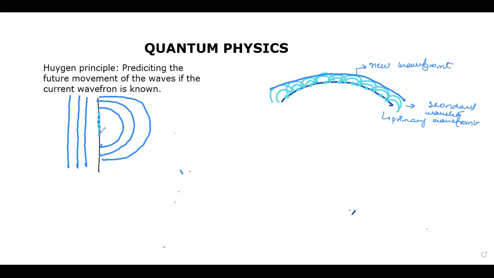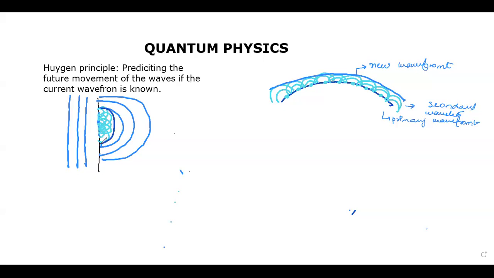Each and every point is going to lead to the production of its own circular waves, right? And we can use this concept to predict how exactly it is going to diffract.